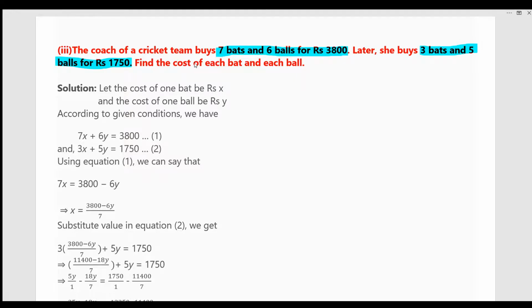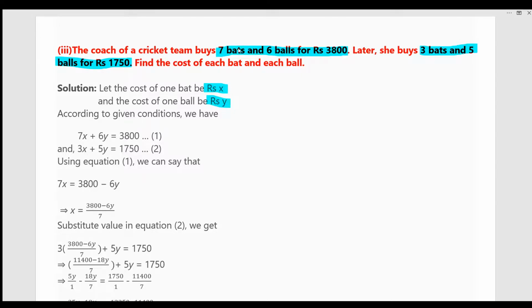Here we want to find the cost of one bat and the cost of one ball, and the conditions are given. When the coach is buying 7 bats and 6 balls, the cost is rupees 3,800, and the cost for 3 bats and 5 balls is rupees 1,750. Now let us assume the cost of one bat as rupees X and the cost of one ball as rupees Y. So X is the cost of one bat and Y is the cost of one ball.